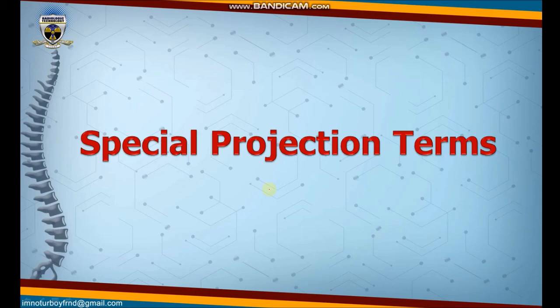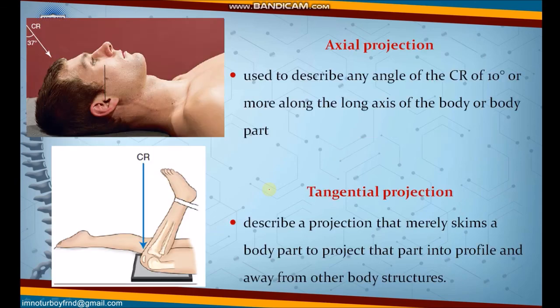So next topic, we have the special projection terms. First, we have the axial projection. It is used to describe any angle of the central ray of 10 degrees or more along the long axis of the body or body part.